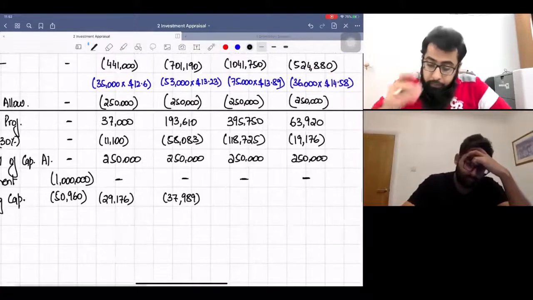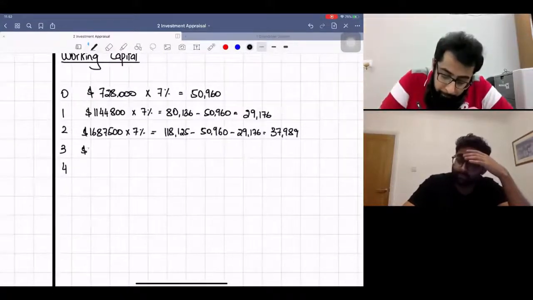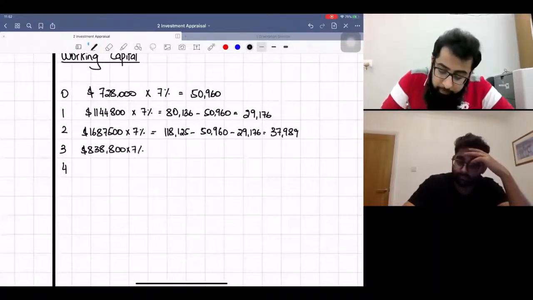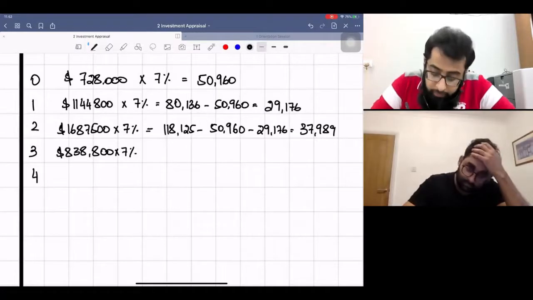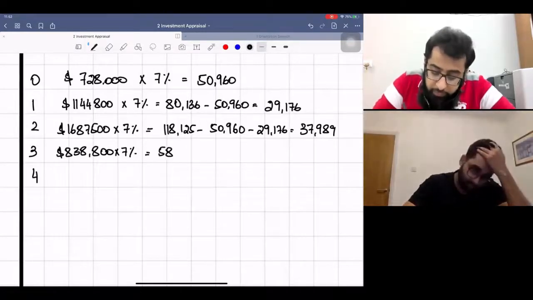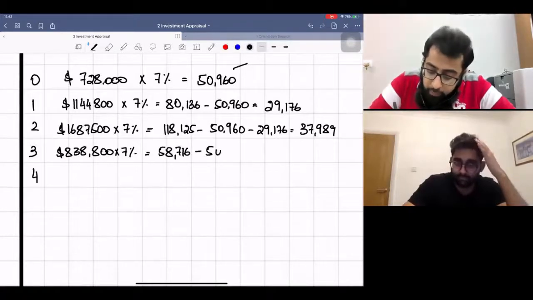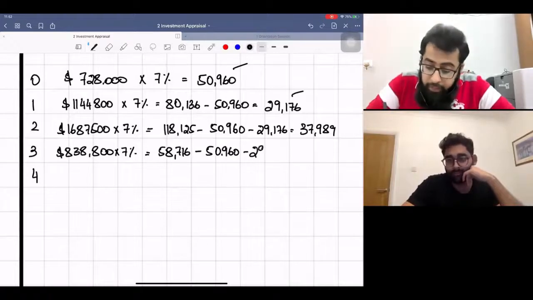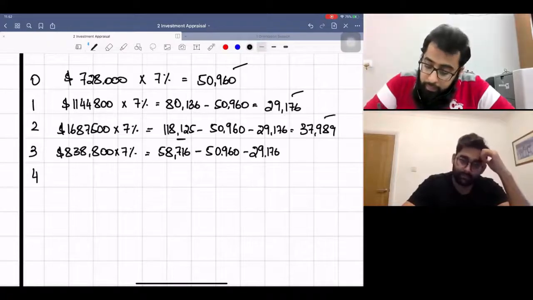Then 838,800. Now in this year we need a reduction in working capital. So we will call it as a recovery because the sales have declined. 58716 minus 50960. You can do minus 118. Yeah, obviously I can do it. I can directly deduct this amount.